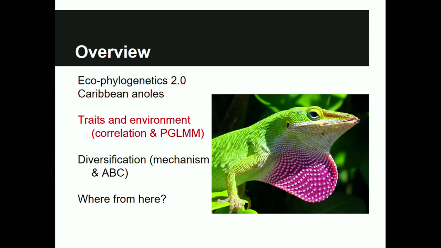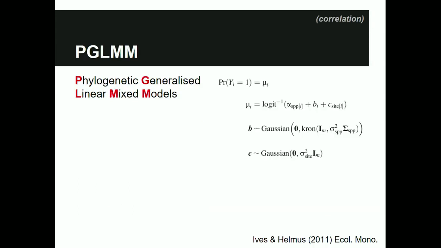So starting off, these existing techniques: how can we use phylogenetic generalized linear mixed models to understand something about the trait and environment interactions in anoles? First, an overview of PGLMM, because I just think they're fantastic. It's a phylogenetic generalized linear mixed model. So what does that mean? It means some very scary looking maths, but don't worry everyone, I promised you, no maths, no maths. You just need to understand colored boxes.